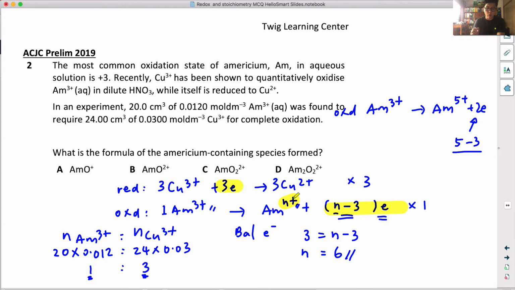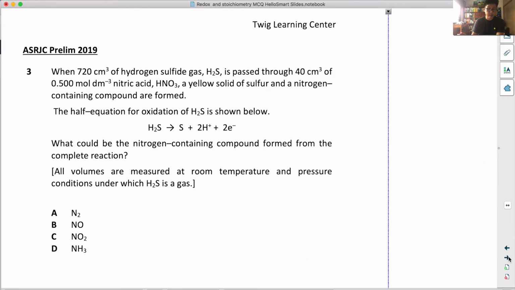If you look at all the options, only this one gives you 6 plus. AmO2 2+: the oxidation state of Am is X plus 2 times minus 2, where minus 2 is for oxygen, and overall is plus 2. So you can see that X will be plus 6. That's why it's 6 plus. So the answer is C for question 2. Okay, let's look at the third question.